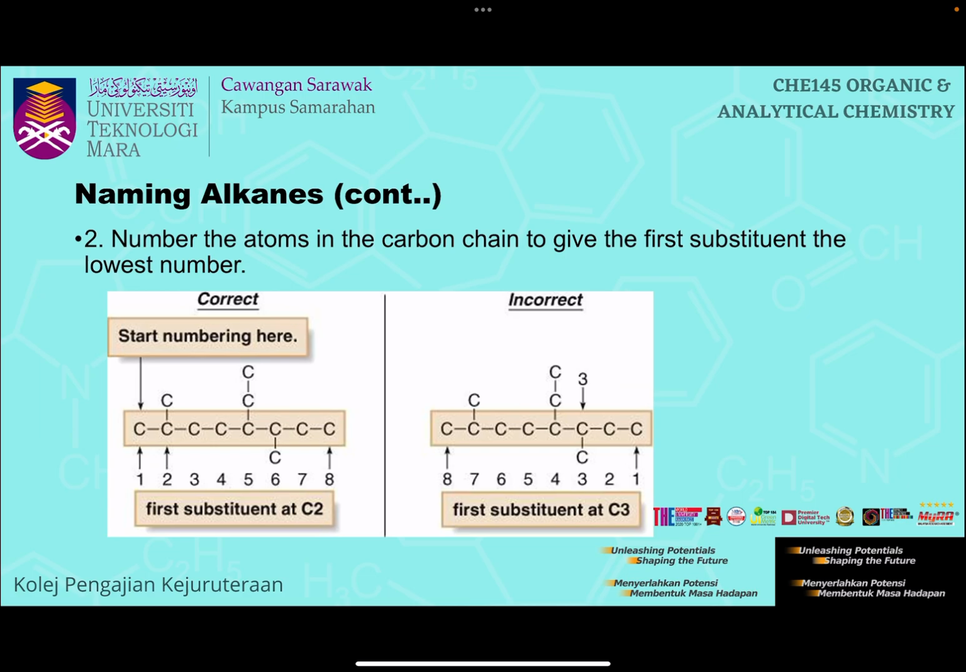Okay. Number 2, number the atoms in the carbon chain to give the first substituent the lowest number. If it is a saturated alkane, it's very easy. You find the one with the lowest number. But if there's a double bond, you have to be careful. Priority should be given to where the double bond is. You need to find where the double bond will give you the smallest number. Same goes for the triple bond.